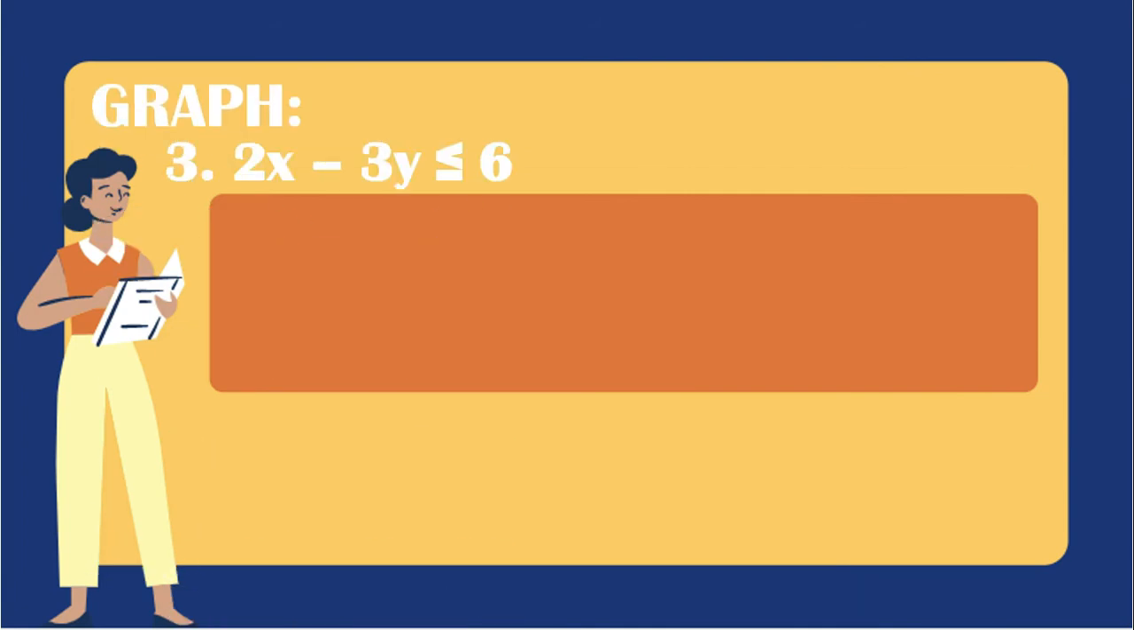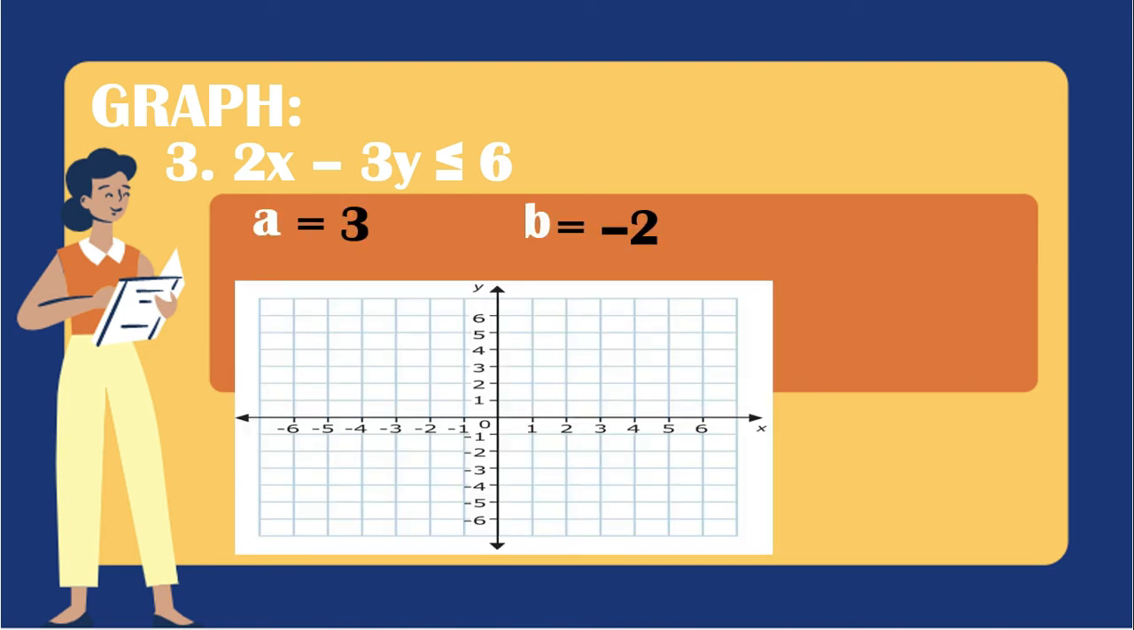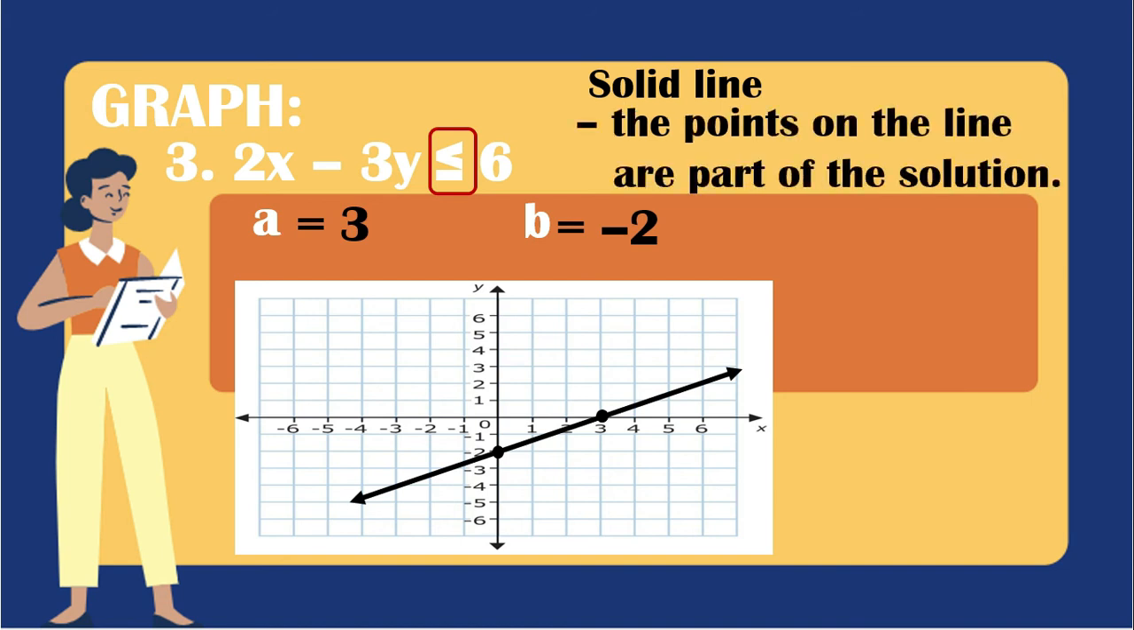How about the third one? So we have 2x minus 3y less than or equal to 6. Still, we will use the x and y intercept we have solved a while ago: x-intercept 3, y-intercept on the y-axis negative 2. Since we use the less than or equal to symbol, we will use a solid line to connect the points, meaning the points on the line are part of the solution.